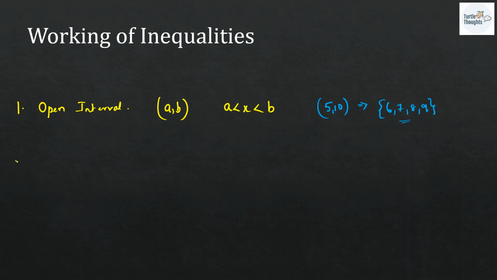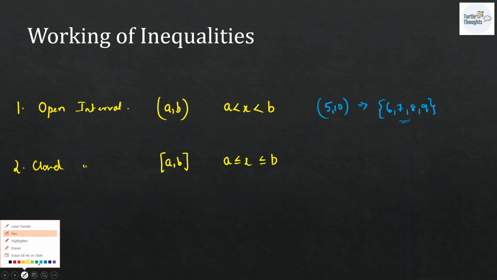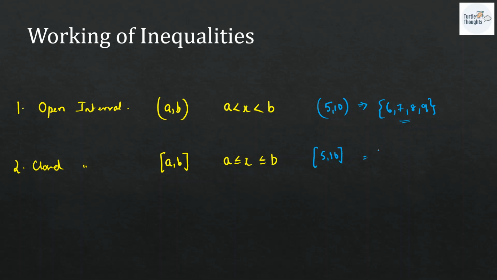Similarly, if I write the same thing as a closed interval, it is going to be square brackets, and here the value of x is going to be greater than or equal to a and less than or equal to b. Similarly, I will write down both of these. So here you have to include the endpoints, so it is going to be 5, 6, 7, 8, 9, and 10. So these are the elements that I can take up if I'm talking about the closed interval.